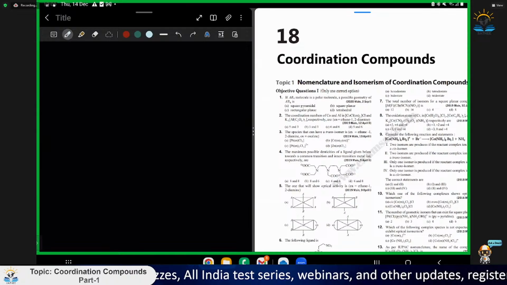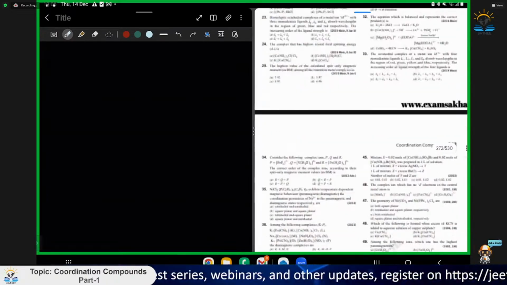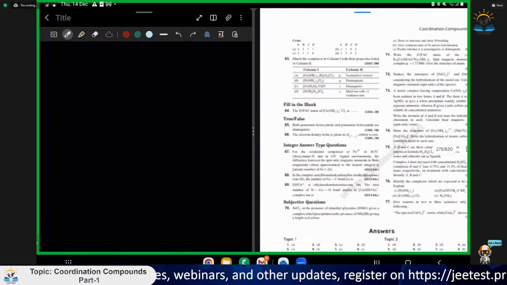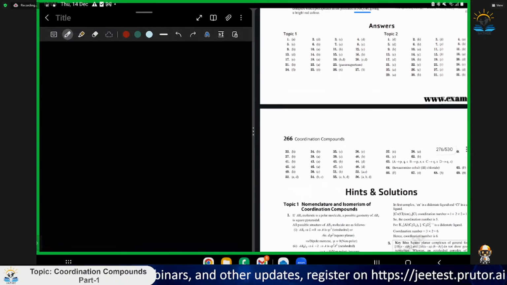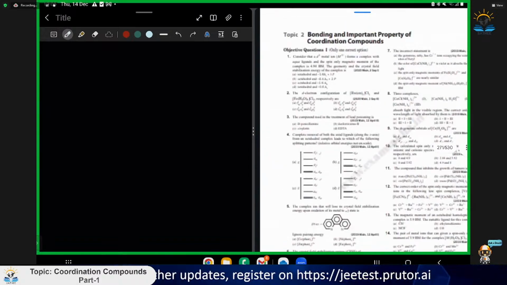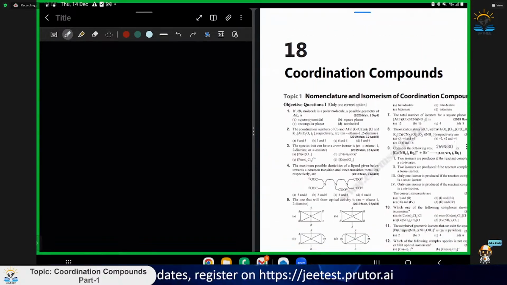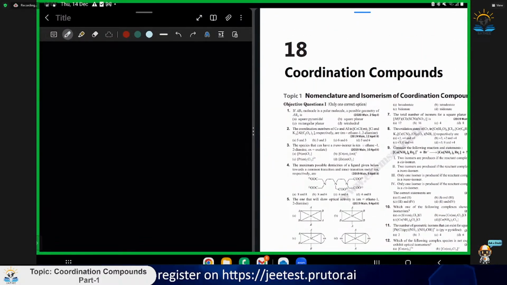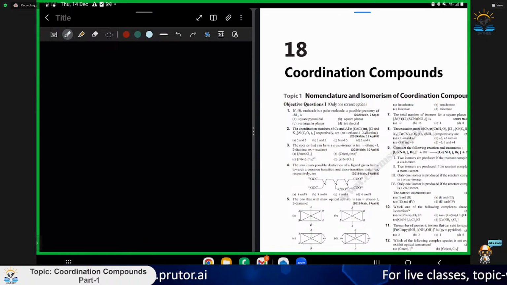So let me check what the answer is. Option D. 6 and 8. It's not that it cannot donate 8 electrons, but the transition metal can only take 6 lone pairs. So 6 ligand sites, 6 coordination number, 6 denticity.